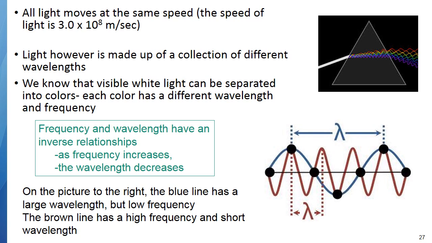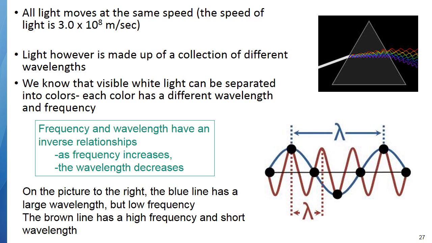So if you look at the picture on the right, you can see that the blue wave has a longer wavelength and a lower frequency, whereas the brownish red wave is much shorter but has a higher frequency. There are more crests per unit distance.